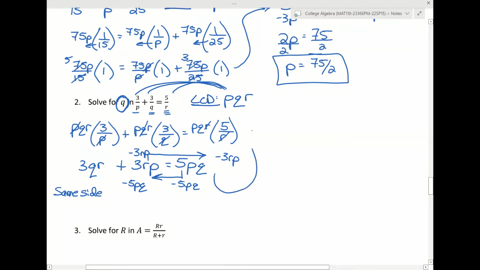Just by rearranging our terms, we get 3qr minus 5pq equal to negative 3rp.